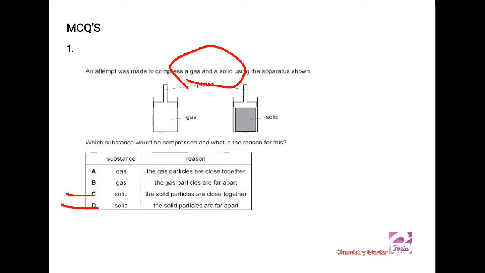It says which substance would be compressed and what is the reason for it. So obviously gas will show compression. And what will be the possible reason for it? Let's see option A. The gas particles are closer together. If the particles are closer, then the substance cannot be compressed easily. So what do you think for option B? The gas particles are far apart. I think you are very close to the correct answer now.